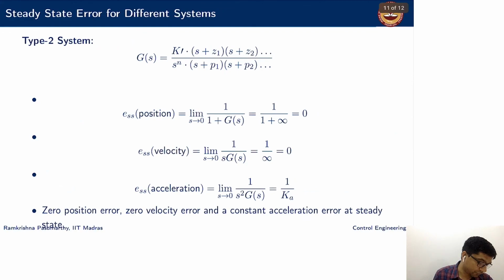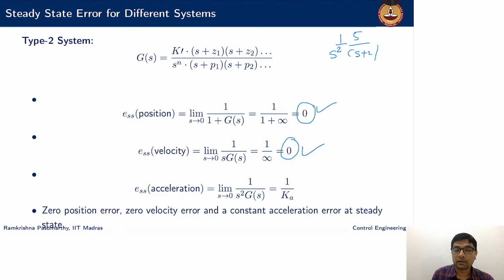The same analysis will follow. For type 2 systems, again I take the same G of S, the position error. As I saw, if I add more integrators, if instead of 1 over S, I have 1 over S square, it will track a step, it will track a ramp, and it will track a parabola with a constant steady state error. If I then go to a type 3 system, 1 over s cube and something, then this also will become 0. So as the number of poles increases, the ability to track higher order signals will also increase.